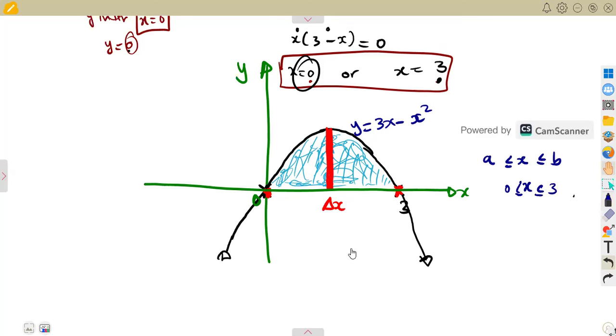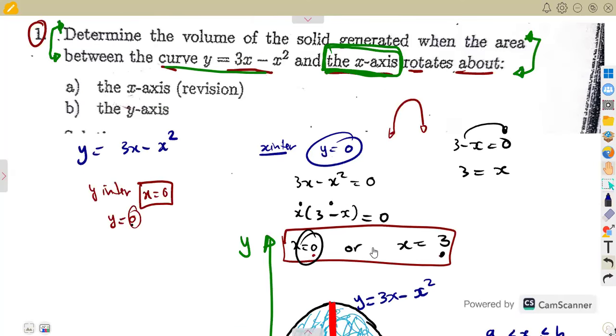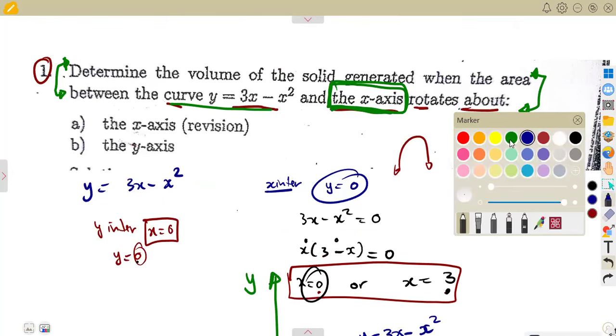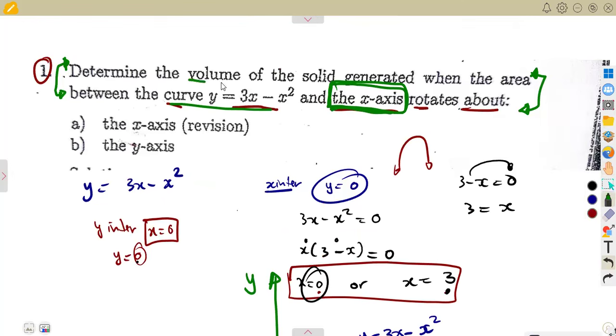So this is it, guys. This is our sketch. This is our diagram. So let's answer the question now. The question is, determine the volume when all this that we have indicated on the diagram rotates about what? The first question, about the x-axis.